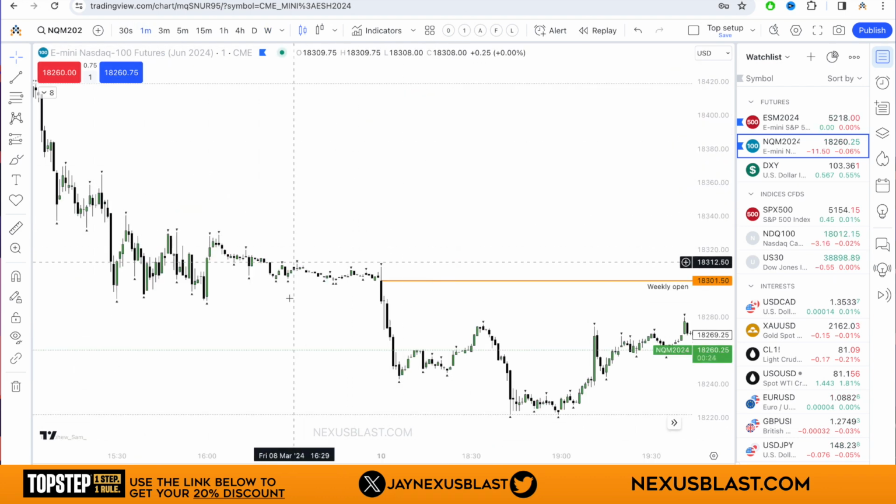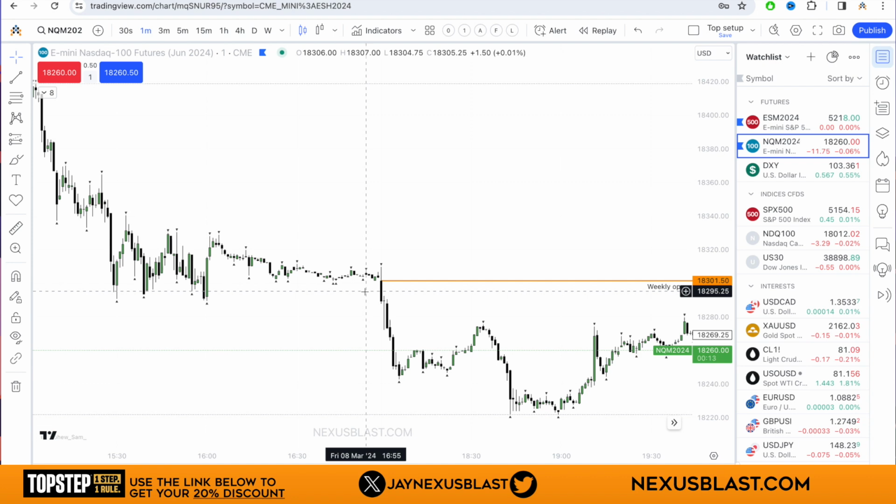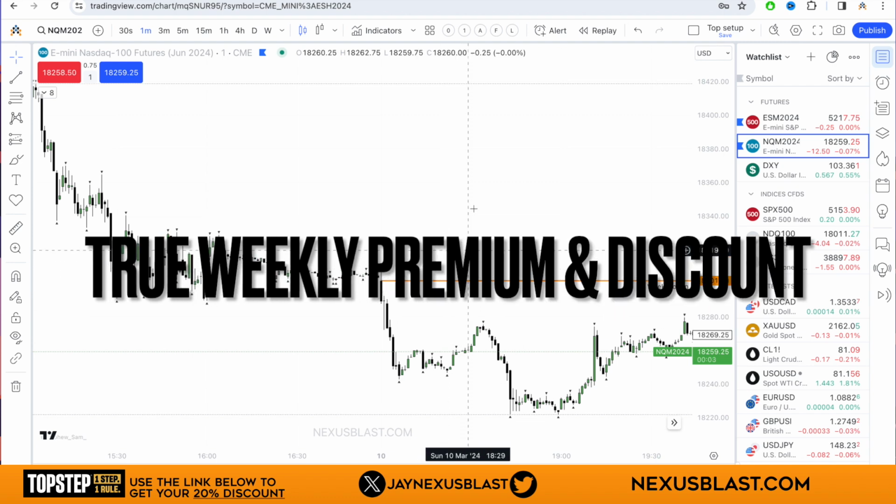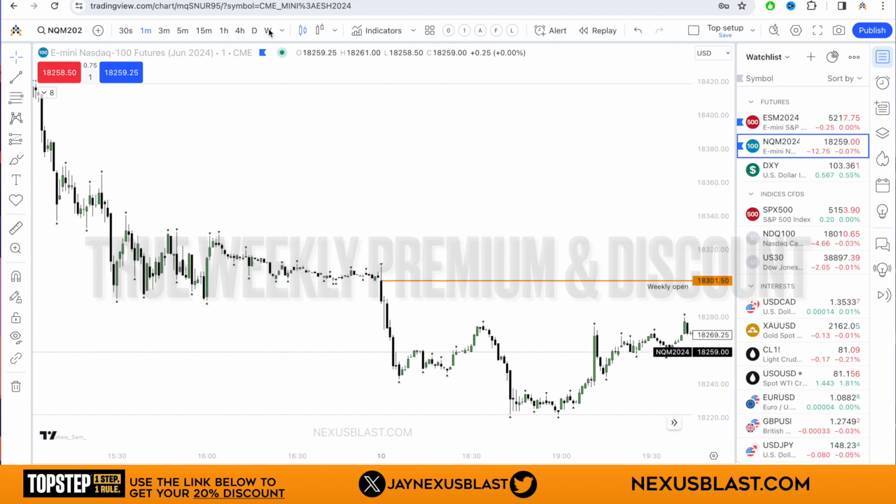So here we are on the 1 minute time frame. This is Friday's close, and this was the last 1 minute candle that was printed on Friday. And then on the Sunday open at 6 p.m., this is the opening price. It's a bearish candle, so it opened here, it fluctuated, and it closed down here. So this is the weekly open, and it's a premium and discount level for the entire week. So that's why it's important to have it on your chart.